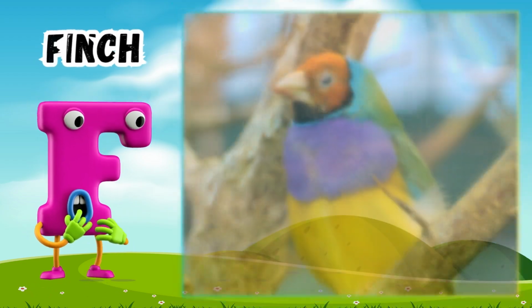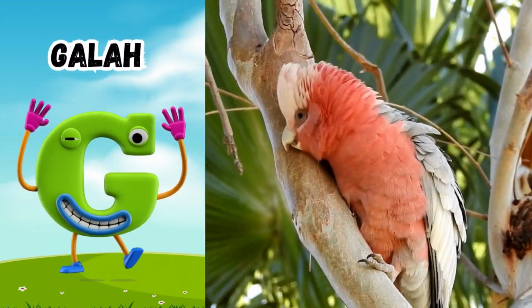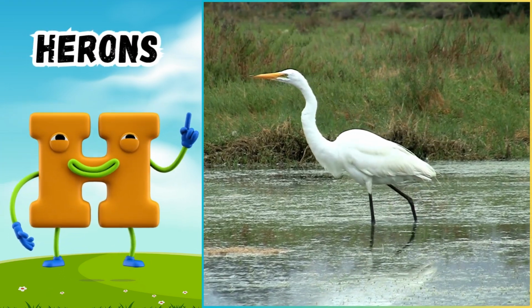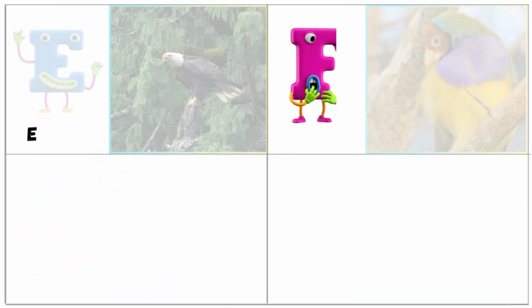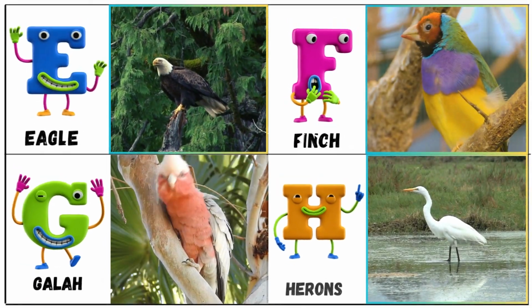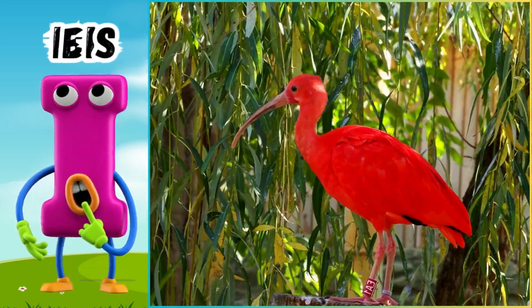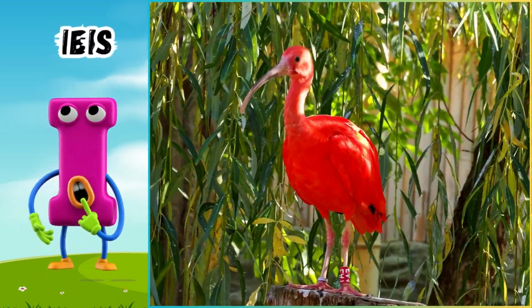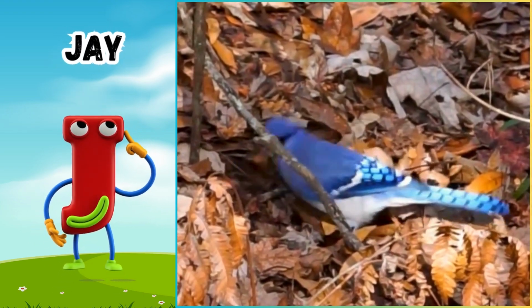F is for finch. The finch. G is for gullah. Gullah. H is for heron. Heron. I is for ibis. Ibis. J is for jay. Jay.